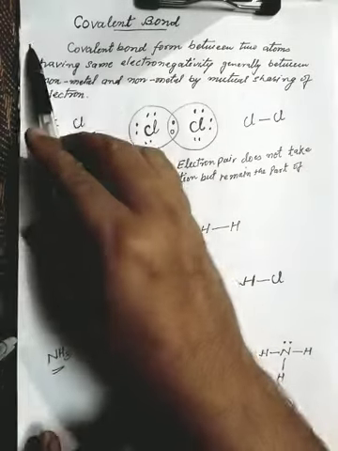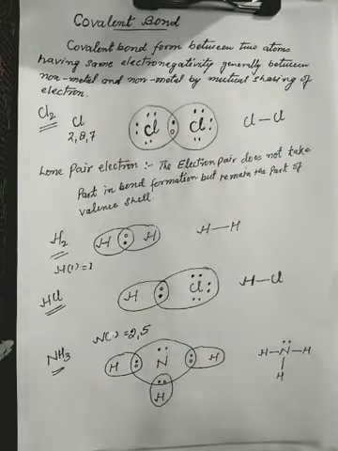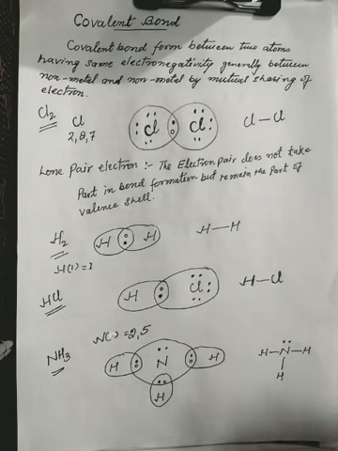Now here, what is the definition of covalent bond? A covalent bond is formed between two atoms having the same electronegativity, generally between non-metal and non-metal, by mutual sharing of electrons. Now what is mutual sharing? When two atoms place the same number of electrons at the center, that is called mutual sharing.